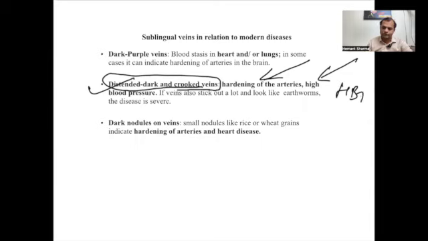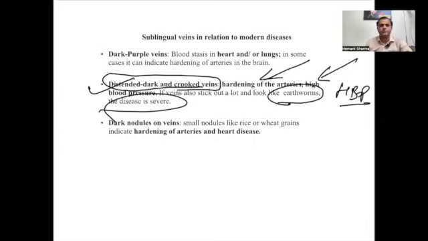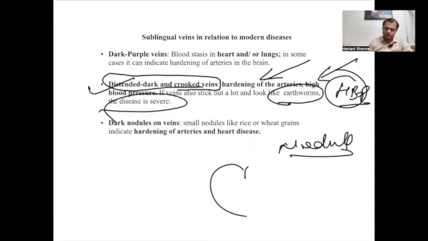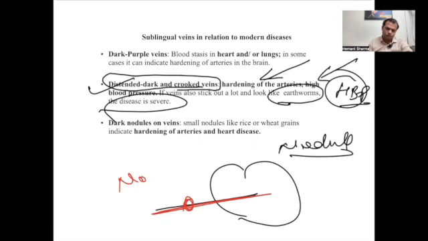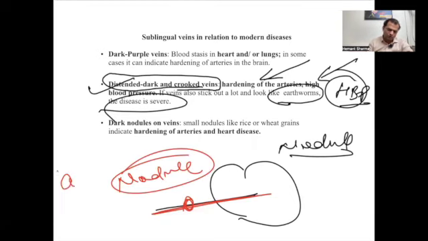So hardening of the arteries or high blood pressure. If the vein is like an earthworm, then the condition becomes more severe, but it's not like an earthworm. It's just a distended and crooked vein, right? So if the veins are distended, dark, take care of the heart and high BP. A nodule means blockage. So this is the heart. The arteries are supplying the heart and there might be blockage if the nodule is present. Nodule means hardening of the arteries.